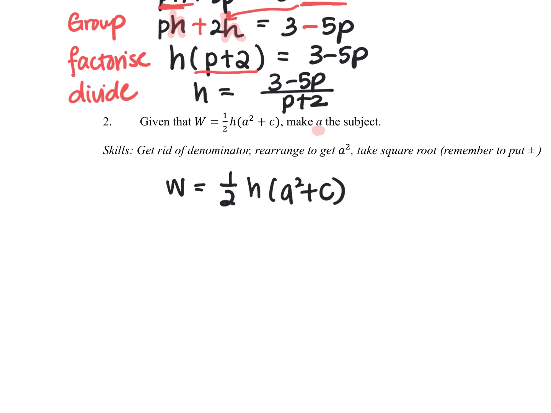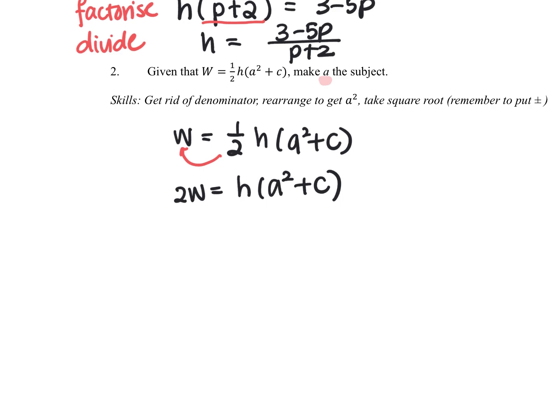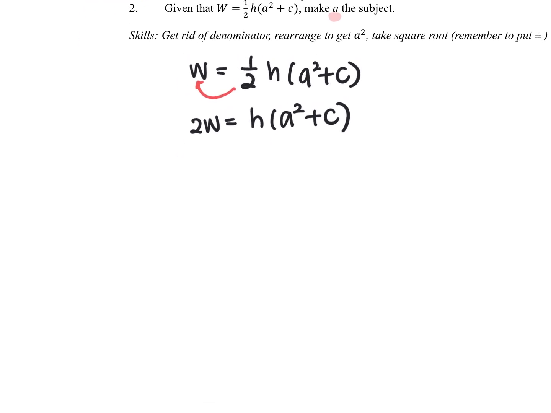But first of all, we have a denominator 2 over here. So what we're going to do, we're going to multiply 2 away to get rid of the denominator. So we'll get 2w equals h bracket a square plus c. Okay, now there are actually 2 ways. Number 1, you can do expansion, or number 2, you can divide away the h. So in this case, I shall split this up into 2 different methods.